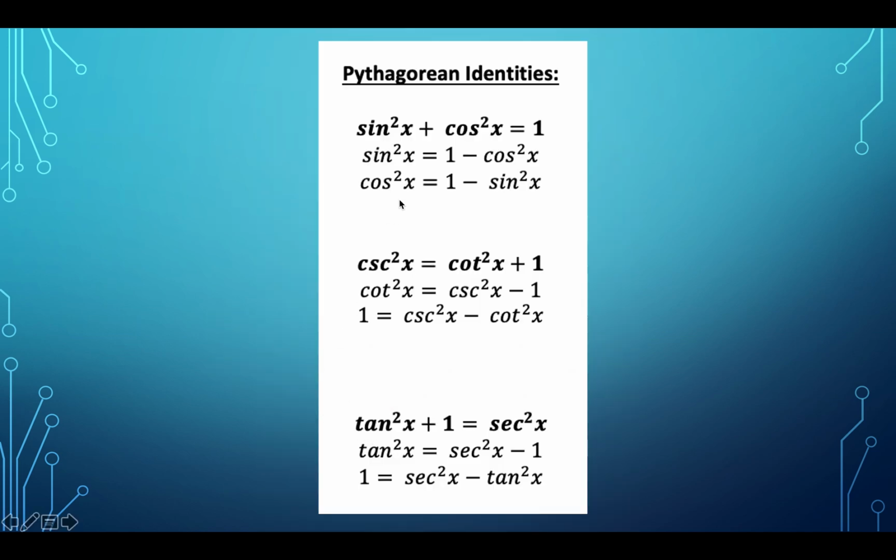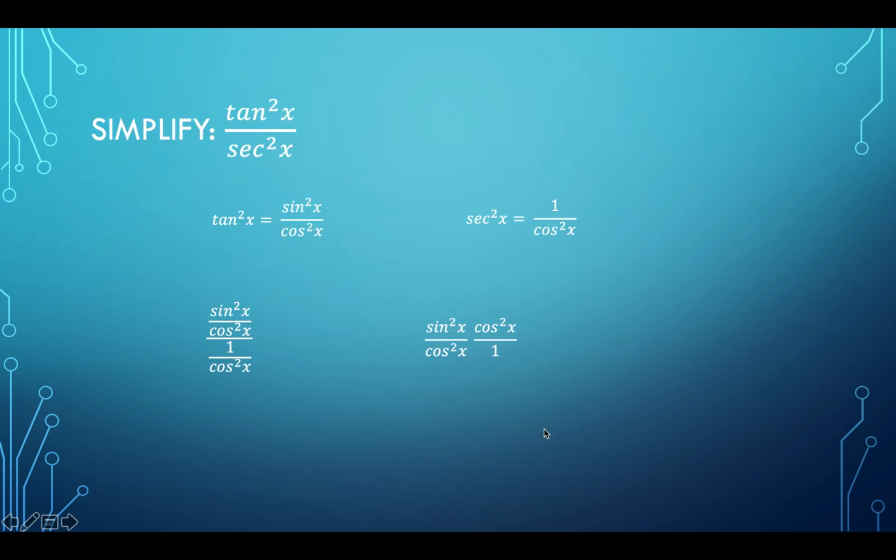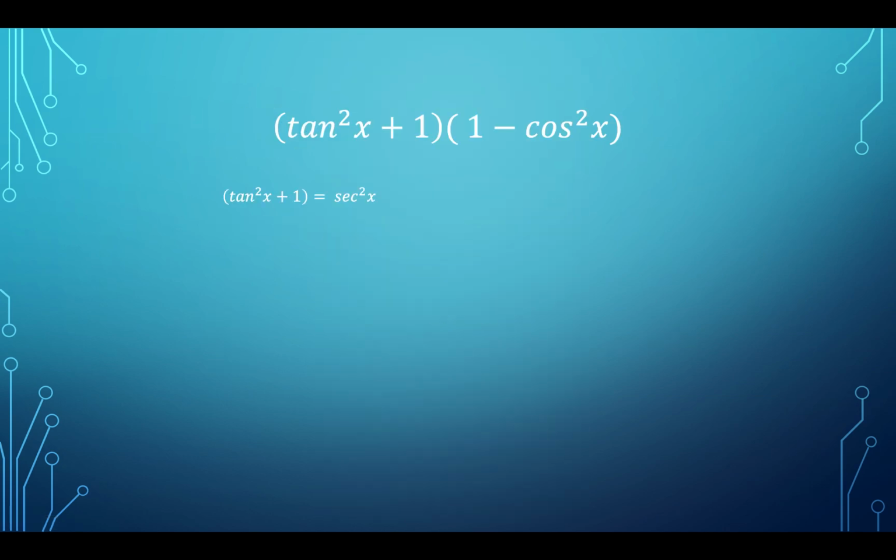From these Pythagorean identities. Over here, we had tan squared x plus 1 is equal to secant squared x. 1 minus cos squared x we can replace with sine squared x. So we go ahead and do that. Instead of tan squared x plus 1, it becomes secant squared x, and instead of 1 minus cos squared x, it becomes sine squared x. So we're multiplying these two.